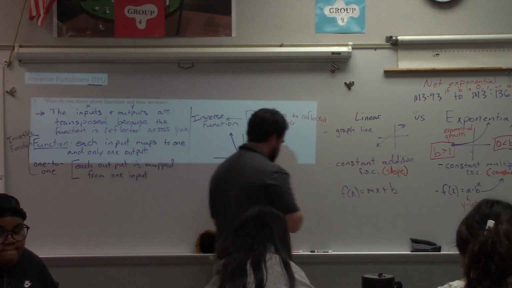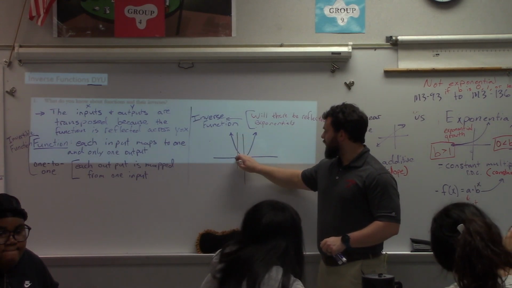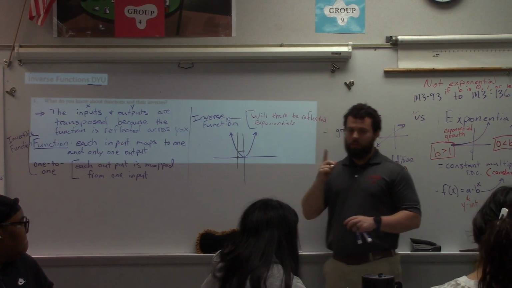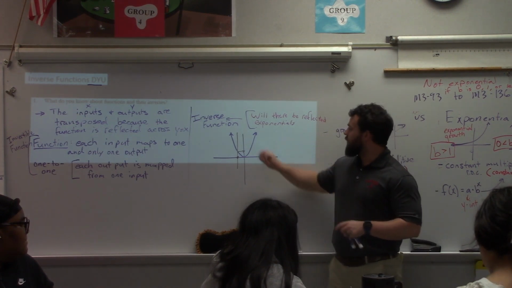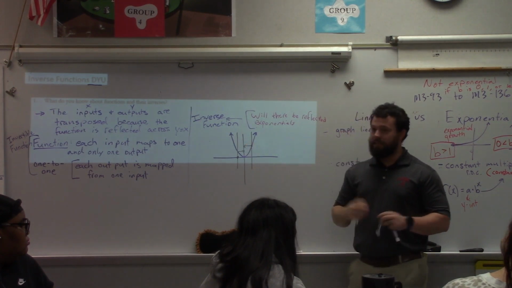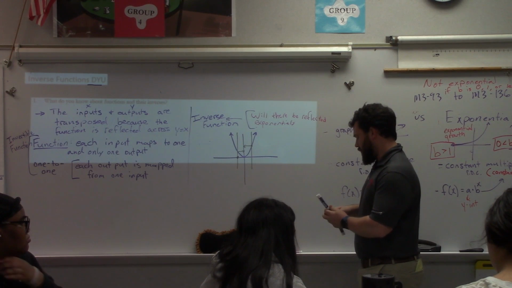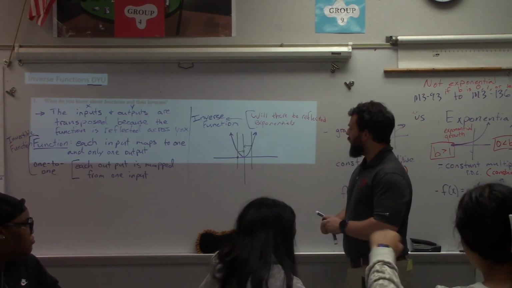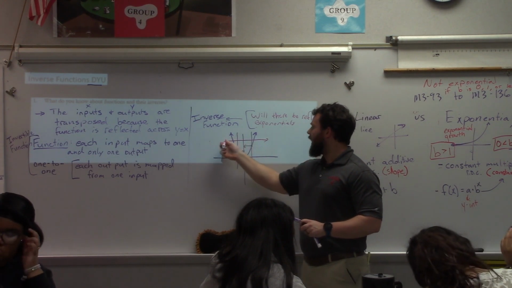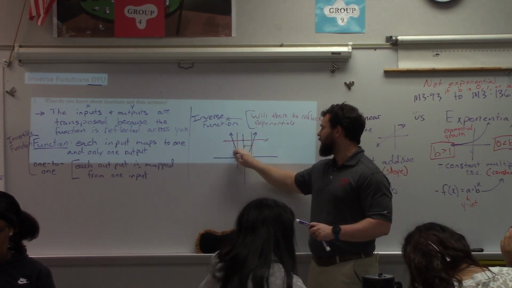This vertical line test, right here, means that whatever this input is, has how many outputs mapped to it? Just one. This input has how many outputs mapped to it? Just one. And so, is this a function? Yes. However, if I were to do a horizontal line test, this one output right here has how many inputs associated with it? Two.